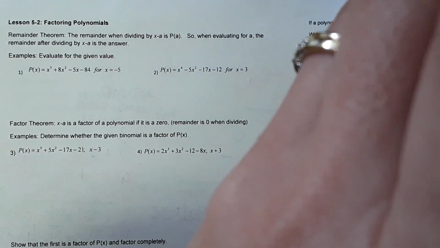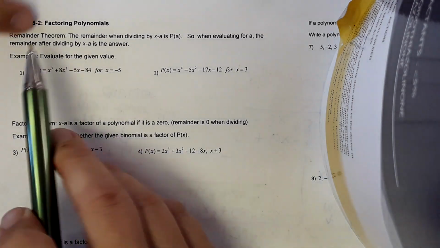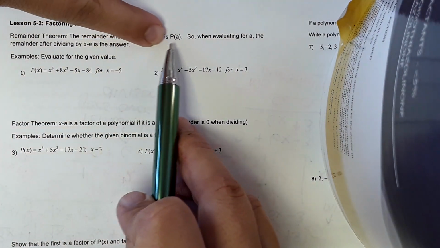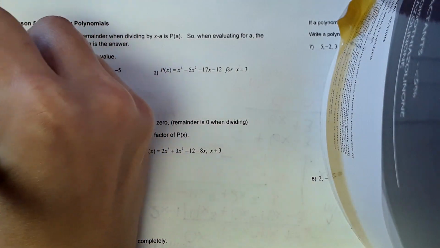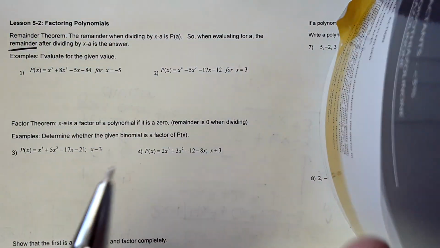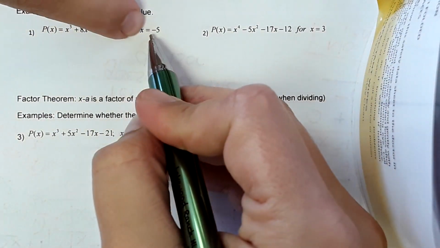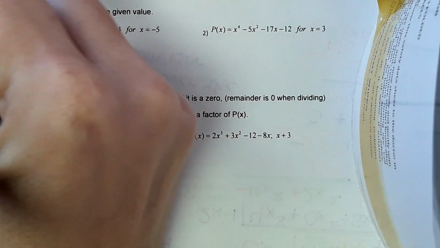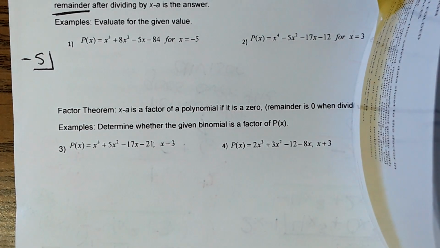Okay, next page. So here's where we're actually starting today's lesson, just using that skill. Factoring polynomials. Okay, so in this case, the remainder theorem: the remainder when dividing by x minus a is p of a. So when evaluating for a, the remainder after dividing by x minus a is the answer. So for these, whatever the remainder is going to be the answer. So for 1, they said x equals negative 5. That negative 5 is what's going to go in our box. You're going to switch it because it's given to you.